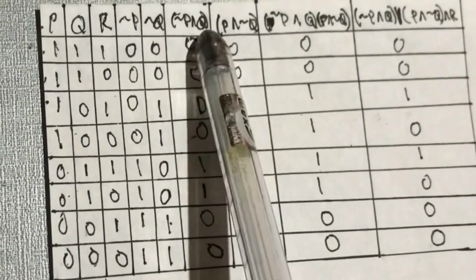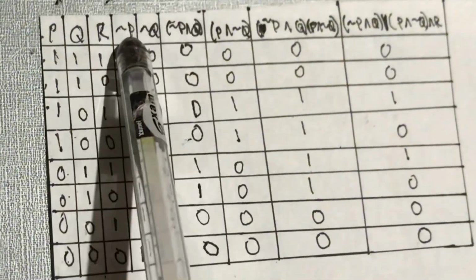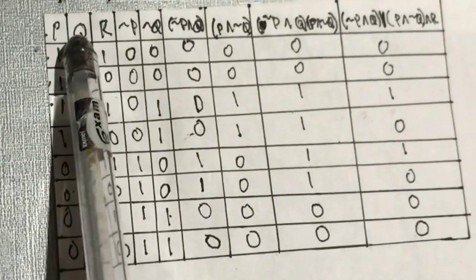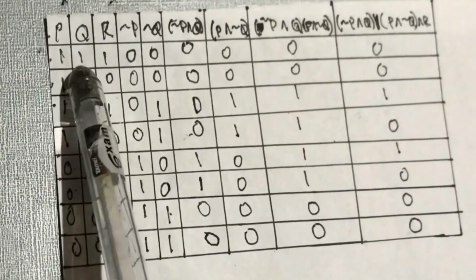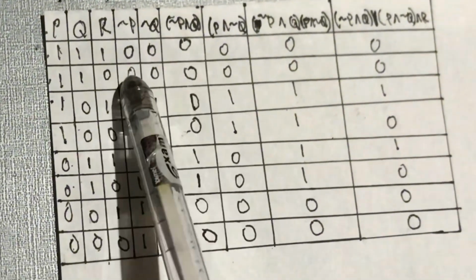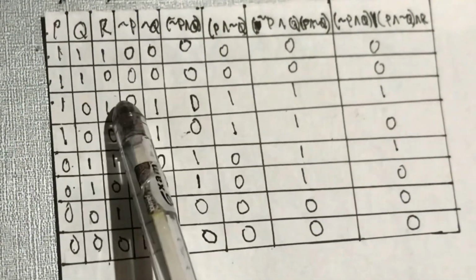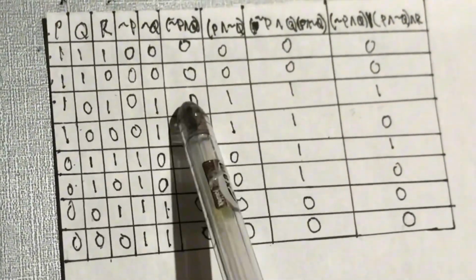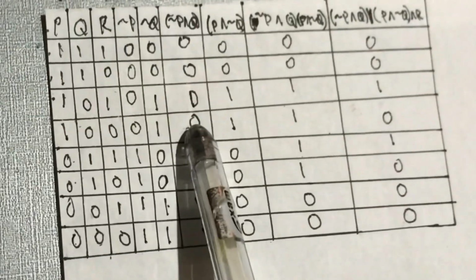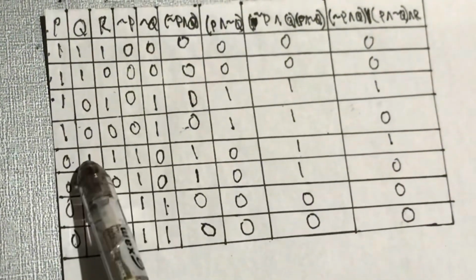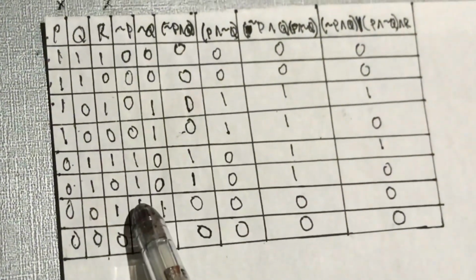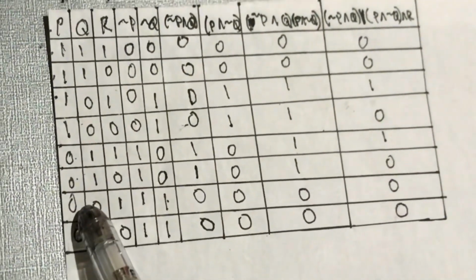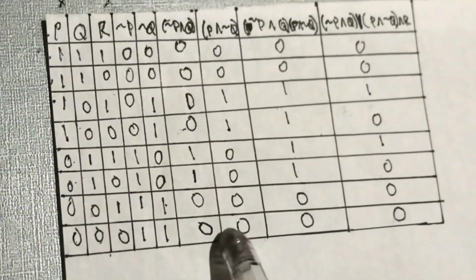To be followed by negation of P and Q. The negation of P here and Q here. So, negation of P, 0 and 1 is 0. 0 and 1 is 0. 0 and 0 is 0. 0 and 0 is 0. 1 and 1 is 1. 1 and 1 is 1. 1 and 0 is 0. 1 and 0 is 0.